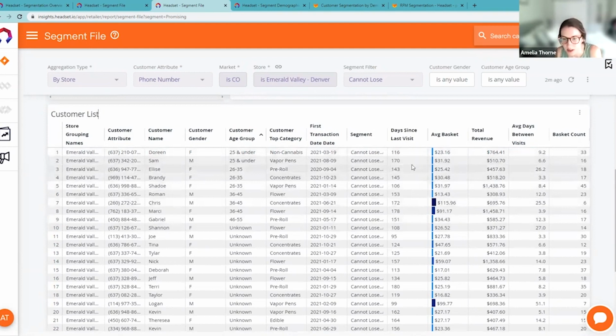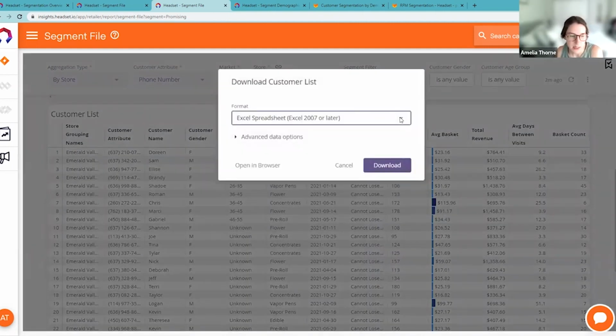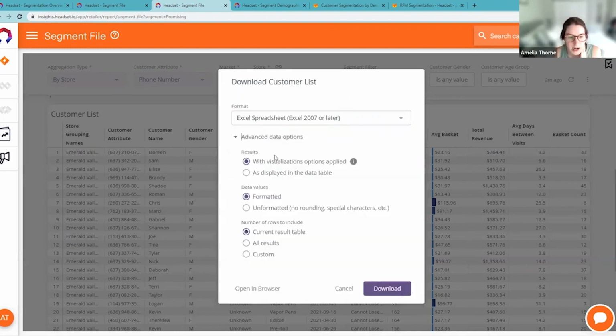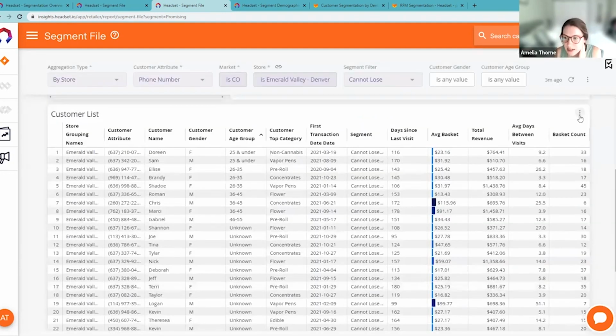Days since last visit, you can filter out that way, as well as what their average basket size is and total revenue. One thing I will mention as a tooltip, you can download this data into an Excel spreadsheet, or download into CSV and then upload in Google Sheets. This is a good way to slice and dice the data on your own outside of this table. So you can just choose Excel spreadsheet and then advanced options if you need to format in a certain way or what have you. Again, that's with the 3 dots over here on the right.